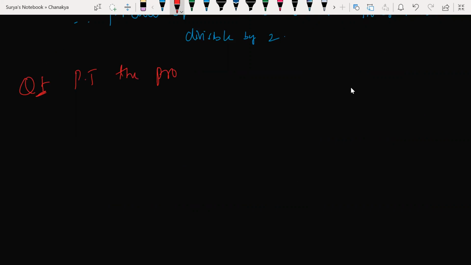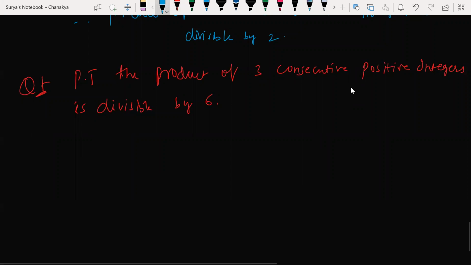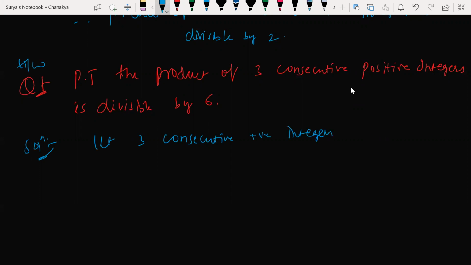Prove that the product of three consecutive positive integers is divisible by 6. You take any three numbers. Take this as homework. I'll give a hint to solve. Let three consecutive positive integers be n, n plus 1, n plus 2.